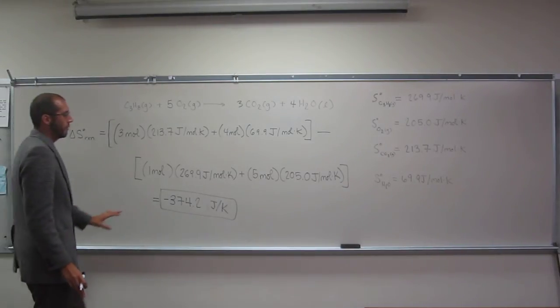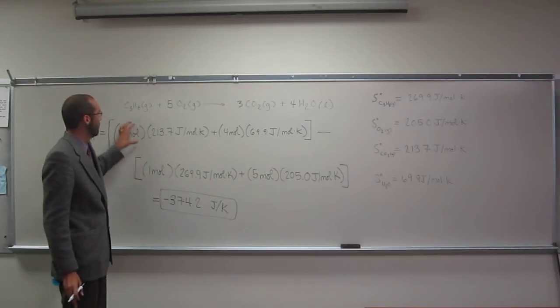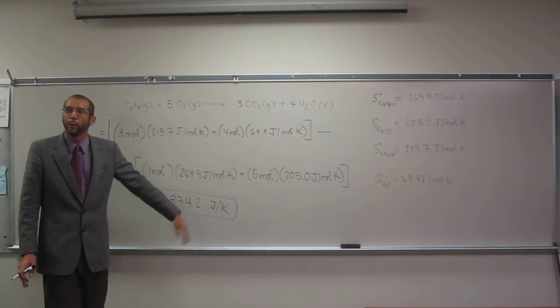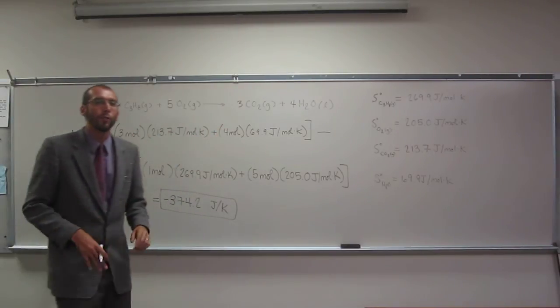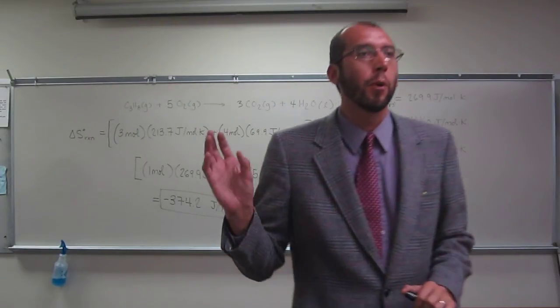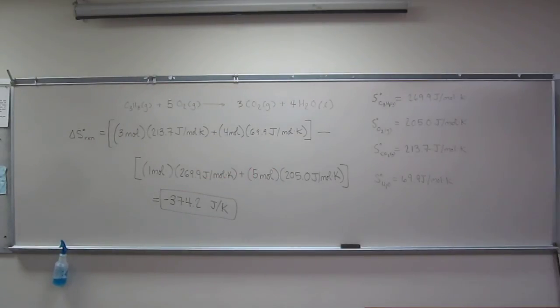You could also say joules per mole Kelvin and not use these moles in here. Okay, either way would be fine. The answer usually will be presented in joules per mole Kelvin for these entropy values. Okay? Are there any questions about this one? Pretty straightforward.